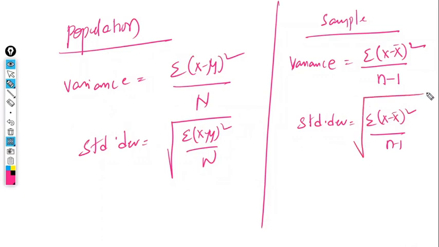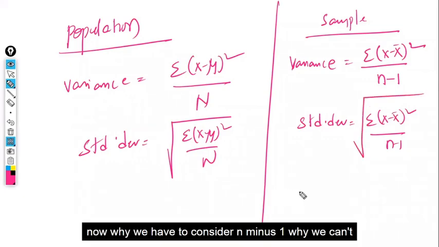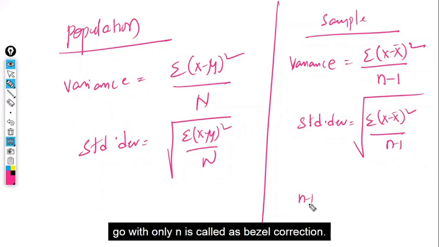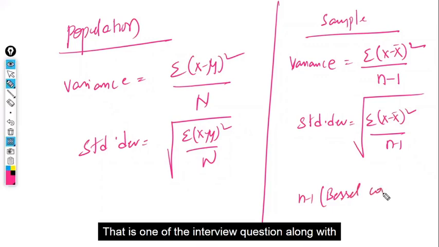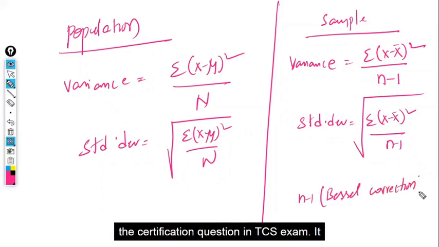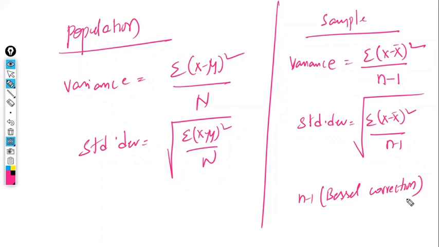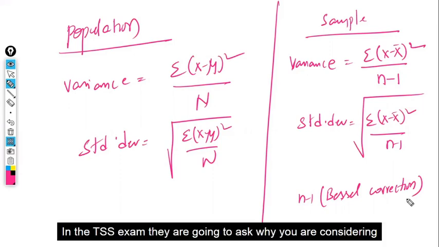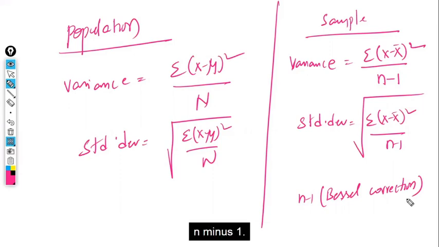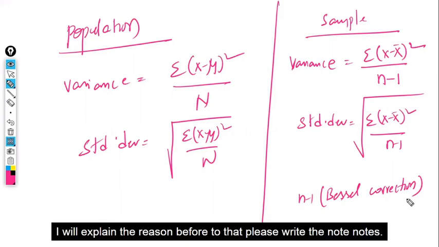Now, why do we have to consider n minus 1? Why can't we go with only n? It is called Bessel correction. That is one of the interview questions along with the certification question. In the TCS exam, it is mandatory. They are going to ask why you are considering n minus 1. I will explain the reason.